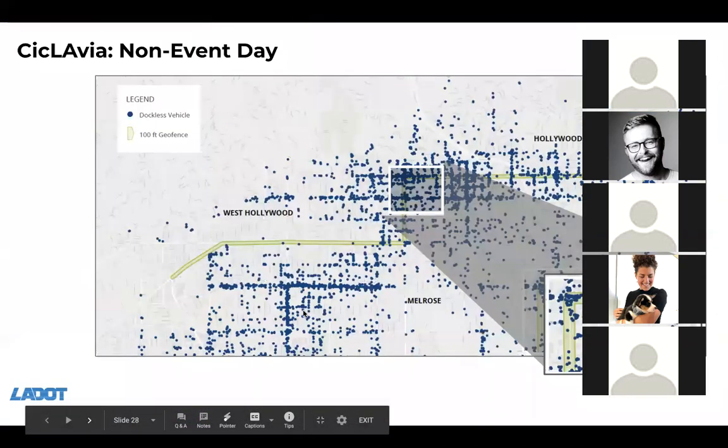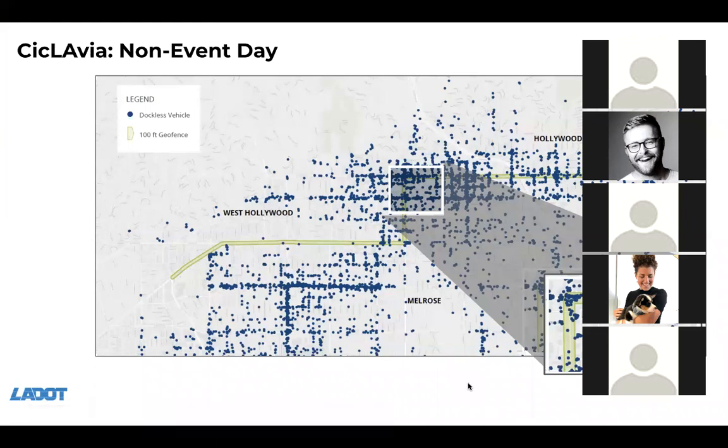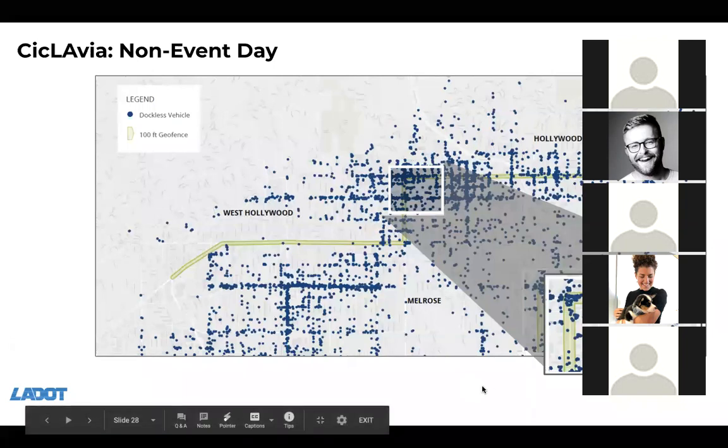So, to talk about some of the things that we've worked with, this is an example of just a non-regular day. This was ridership in the Hollywood area, sometime about a year and a half ago. And this was the ridership at the time. We were preparing for what we call ciclovia.